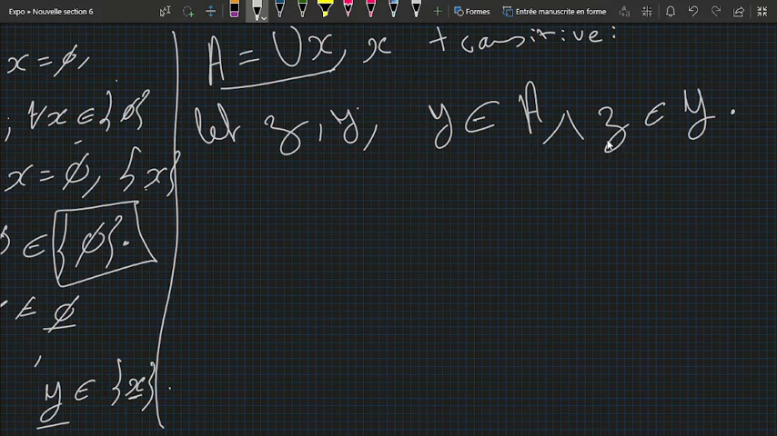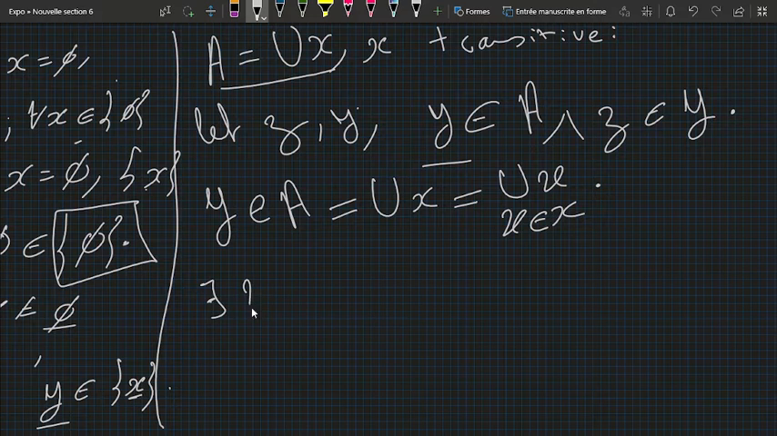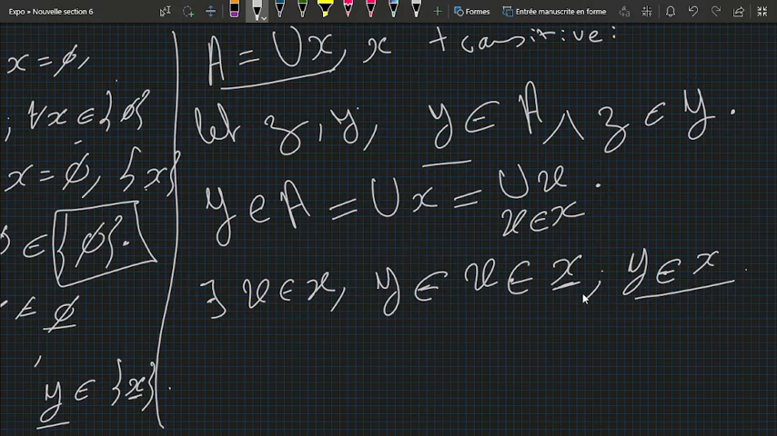So why do we have Z is an element of A? We know that Y is an element of A, and A is the union over X. By definition, this is the union over V, with V belonging to X, which means there exists a V in X such that Y belongs to V and V belongs to X. X is transitive, so Y is an element of X. And we know that Z belongs to Y, and Y belongs to X.